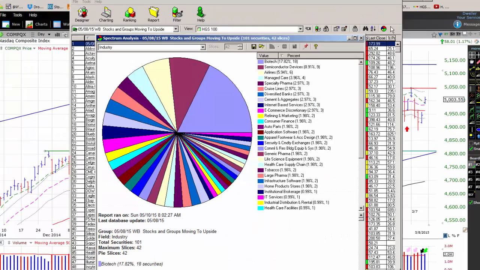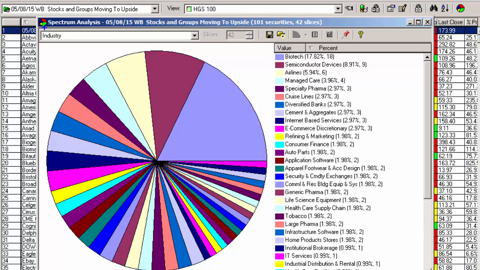Okay, back to our Spectrum Analyzer. We've sorted HGSI's 7,000 stock universe by stocks and groups that are moving to the upside. That gives us 101 securities in 42 different industry groups. What the Spectrum Analyzer does is it gives us a snapshot of what industry groups are the strongest on a daily basis. By following the daily industry strength, we're able to see trends in industry group rotation. So where was the strength on Friday?